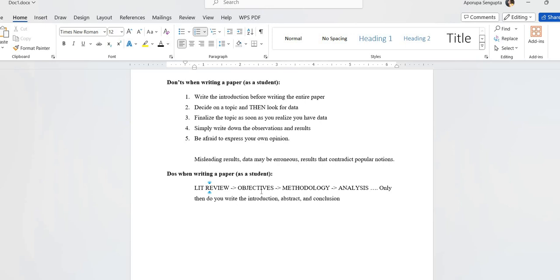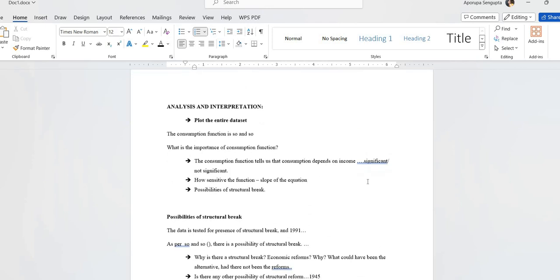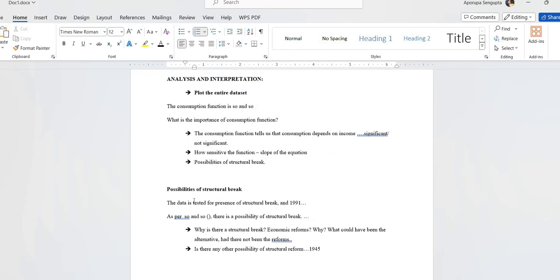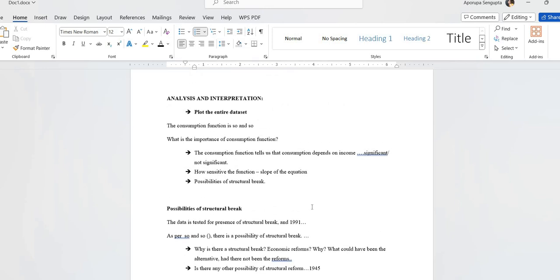Then once you know what you want to do, the next question is how would you do it. So that gets covered in methodology. And then once you're over with that, basically you do the literature review, then you do the objectives and motivation, then you do the data and methodology, and then everything that follows in the analysis and interpretation.